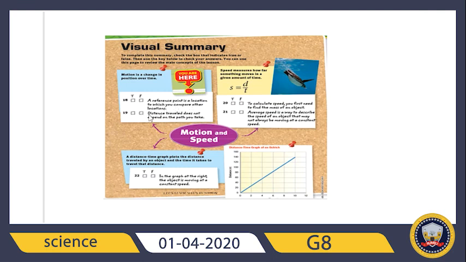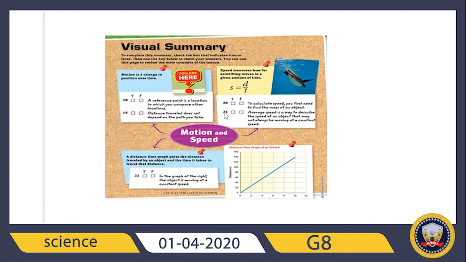What about question 19? Distance traveled doesn't depend on the path you take, guys. Yes, false. Actually, distance traveled depends on the path you take. For 20, guys, to calculate speed, you first need to find the mass of an object. Remember what we said about speed? Speed, guys, is equal to the distance traveled over time. So there's no need to find out the mass of an object, so the answer here will be false.